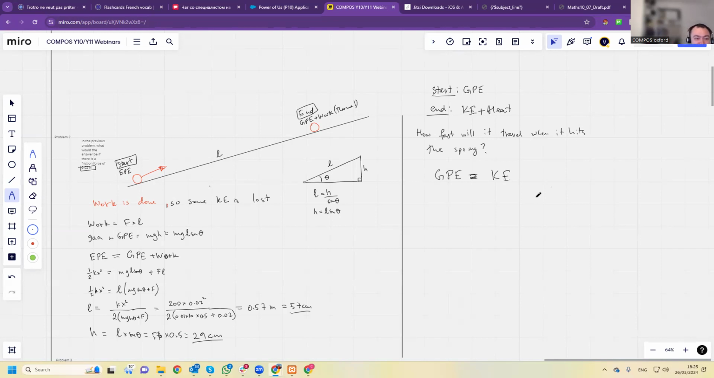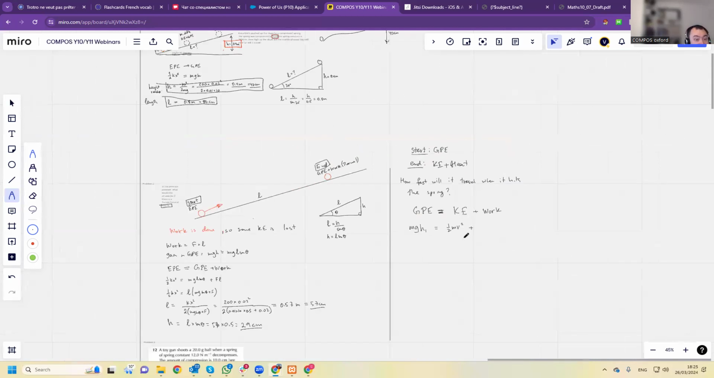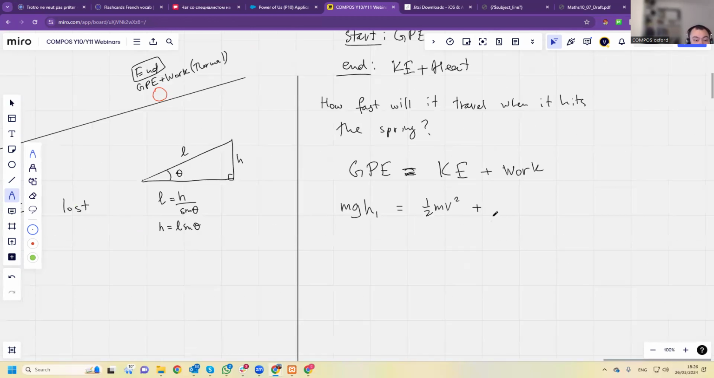Okay, so gravitational potential energy at the start is kinetic energy plus heat, or the work. Gravitational potential energy is mgh, let's call it mgh1, equals 1/2 mv squared plus, we know the distance traveled, it's the force of friction times L.